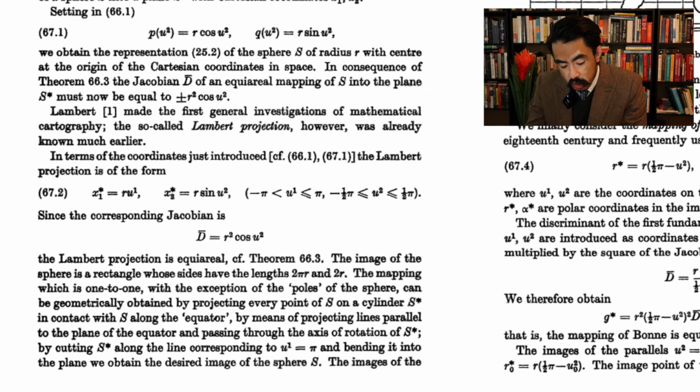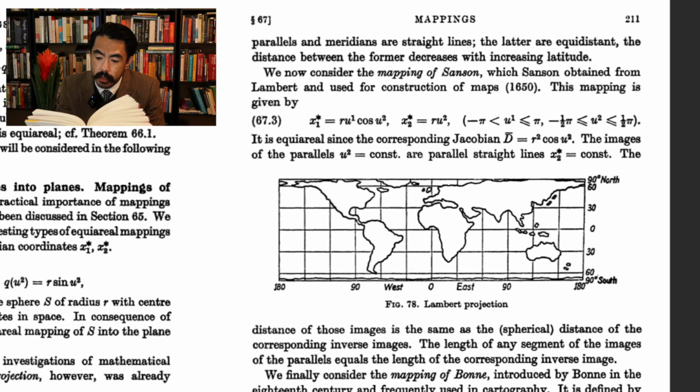The mapping, which is 1 to 1, with the exception of the poles of the sphere, point of infinity, can be geometrically obtained by projecting every point of S on a cylinder S star in contact with S along the equator by means of projecting lines parallel to the plane of the equator and passing through the axis of rotation of S star. By cutting S star along the line corresponding to u1 equal to pi and bending it into the plane, we obtain the desired image of the sphere S. The images of the parallels and meridians are straight lines. The latter are equidistant. The distance between the former decreases with increasing latitude.